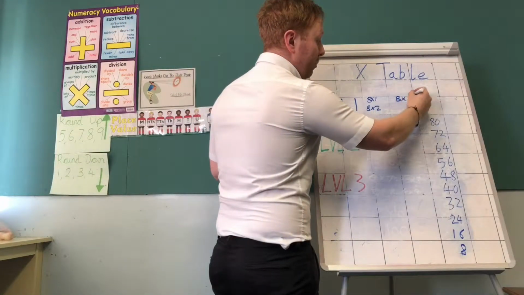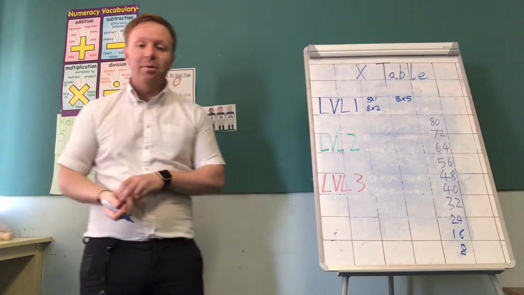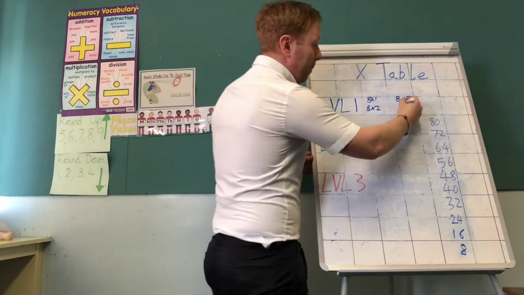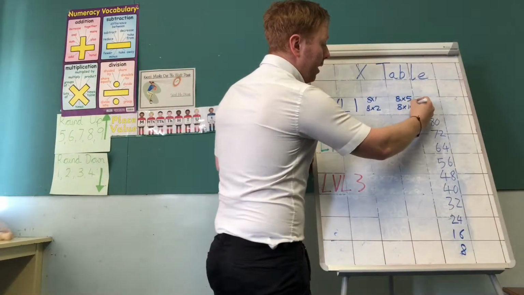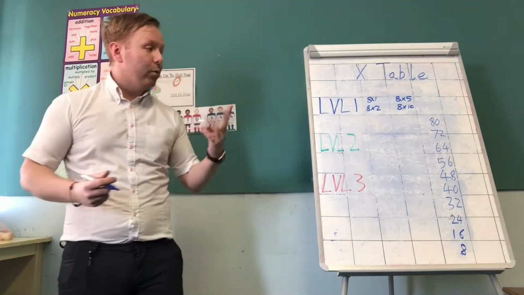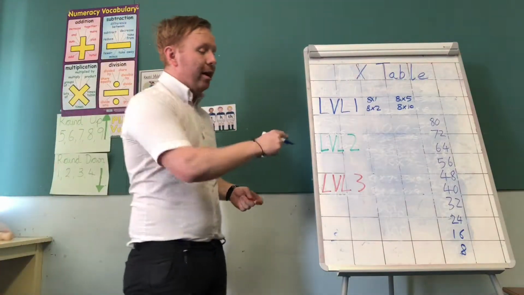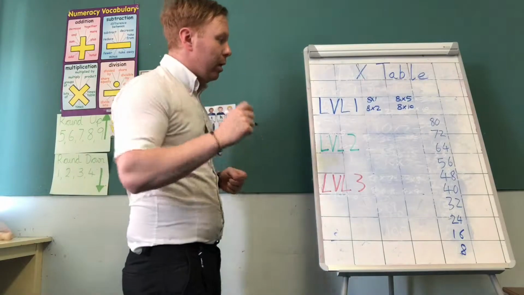We bring in 8 times 5. We've been practicing our 5 times table and should still be practicing. 8 times 5 is 40. And we bring in 8 times 10. They are the first 4 facts in level 1. Practice them over and over again until you can do it super quick. Then get someone to move you on to level 2.